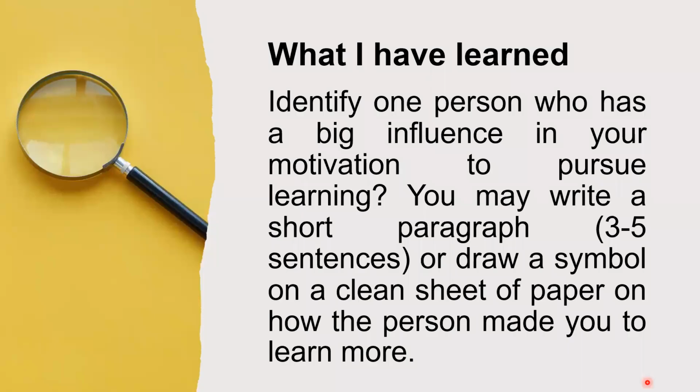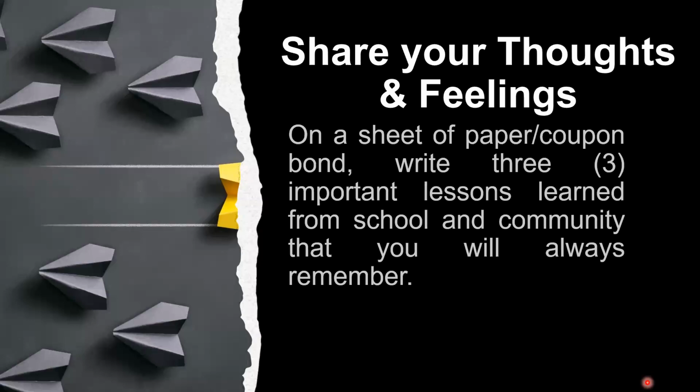And what I have learned. Identify one person who has a big influence in your motivation to pursue your learning. You may write a short paragraph of 3 to 5 sentences or draw a symbol on a clean sheet of paper on how the person made you learn more. And share your thoughts and feelings. On a sheet of paper or a copybook, write 3 important lessons learned from the school and community that you'll always remember.